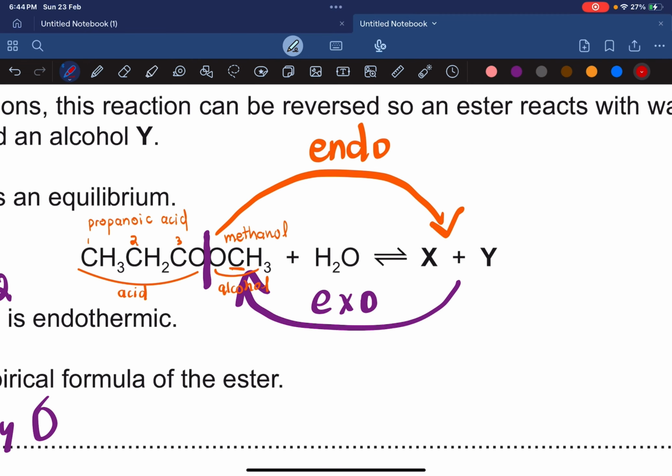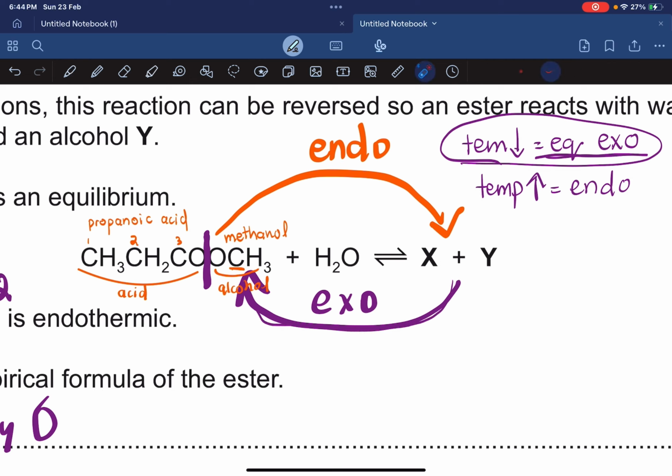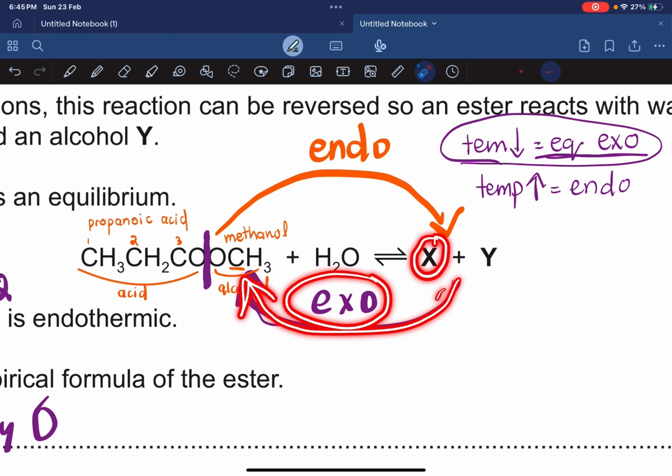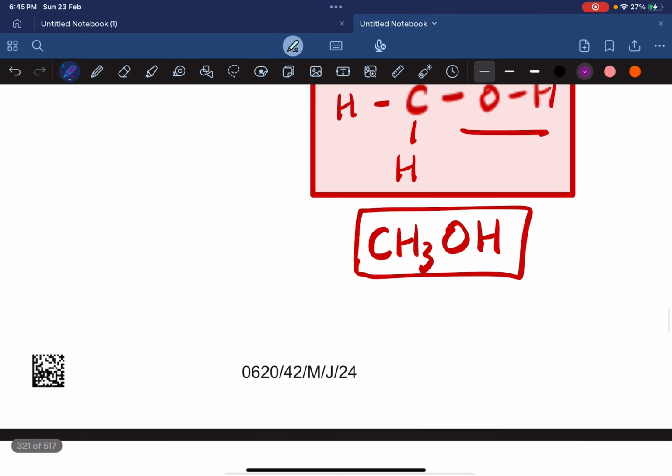Always remember this point: whenever temperature is decreased, equilibrium will move towards the exothermic side. Equilibrium moves towards the exo side. And whenever temperature is increased, equilibrium will move towards the endo side. So now we are decreasing temperature, so equilibrium will move towards the exo side. Because the exo side is backward, the concentration of acid X will decrease, because we're forming most of the ester and water. We're moving this way. So for the concentration of X, we're going to write that it decreases.